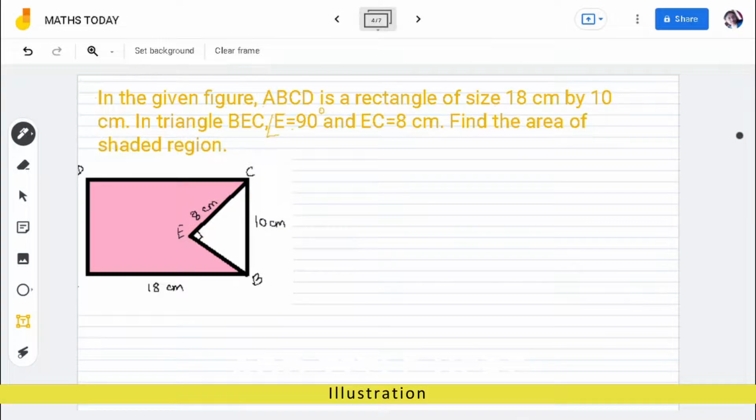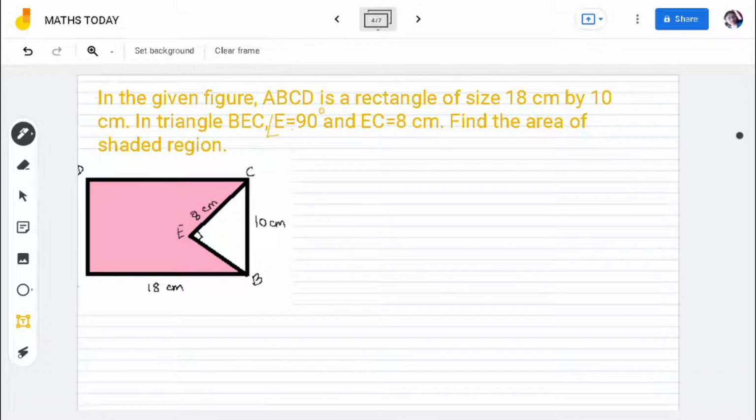In the given figure, ABCD is a rectangle of size 18 centimeter by 10 centimeter. You can see that here ABCD is not visible, so I am writing it again. ABCD is a rectangle in which the length is 18 centimeter and breadth is 10 centimeter. After that, what is given?